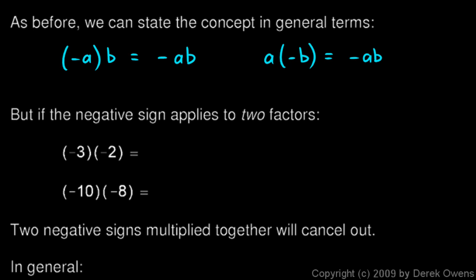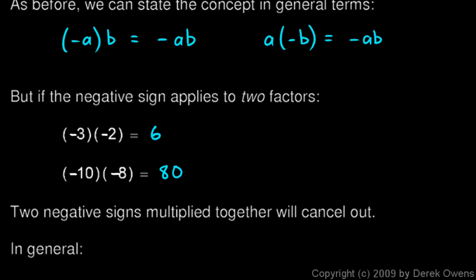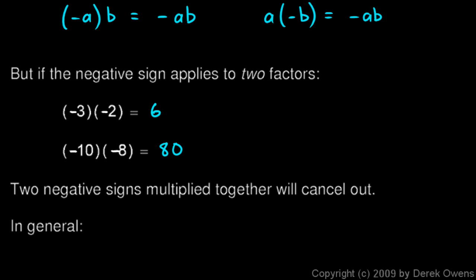But if the negative sign applies to two factors, it might be hard to see here, let me fill this in. That's a negative 3 times a negative 2, and this is negative 10 times negative 8. In this case, a negative 3 times a negative 2 is going to be a positive 6. And a negative 10 times negative 8 will be a positive 80. So the two negative signs cancel each other out. And that's always the case if they're multiplied together. And we'll state this in general terms too. I'll say negative a times negative b is going to equal ab.